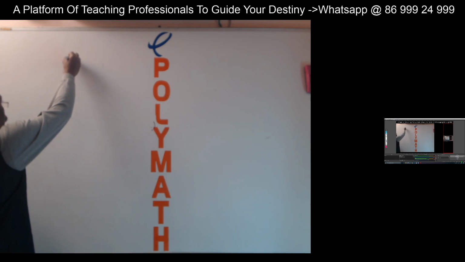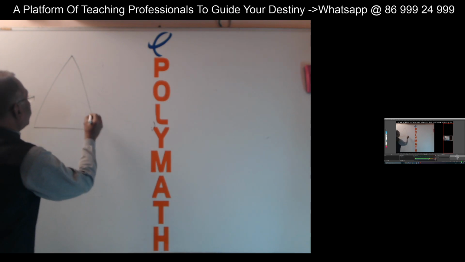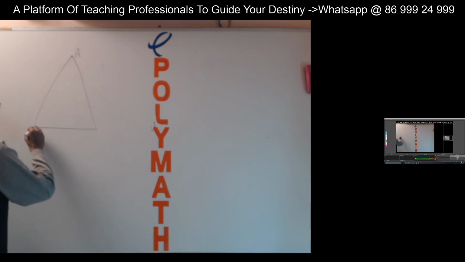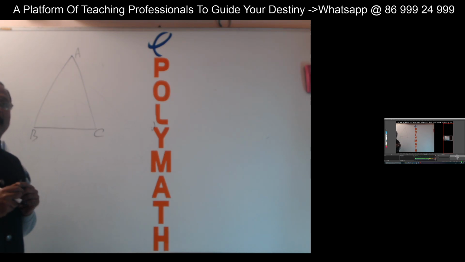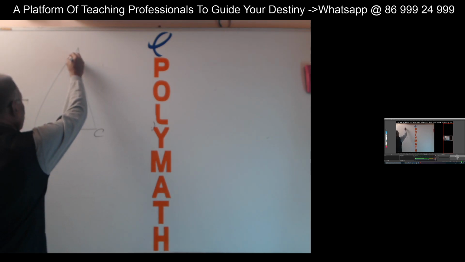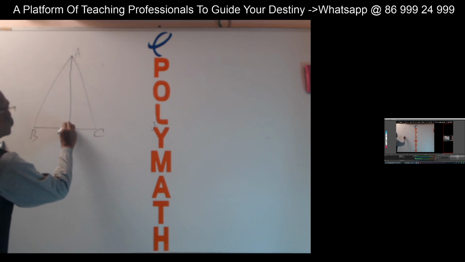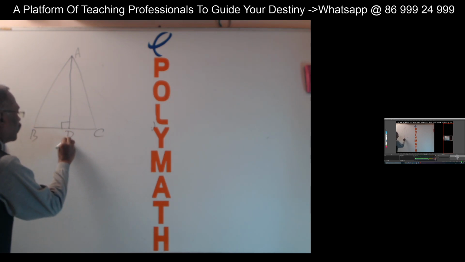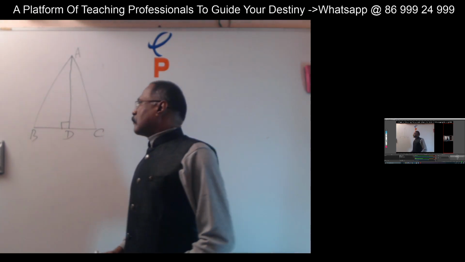So here, this is the triangle ABC. Now, what I said, the orthocenter is the point of concurrence of altitudes. What is an altitude? It is a line which is drawn perpendicular from any vertex to its opposite side. Like this, 90 degrees. So, what is altitude? It is a perpendicular drawn from any vertex to its opposite side.